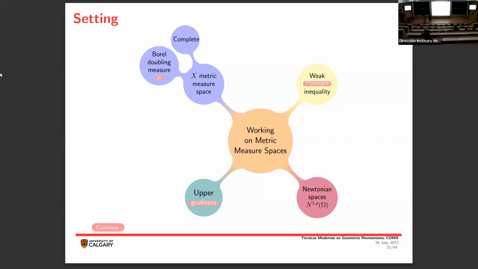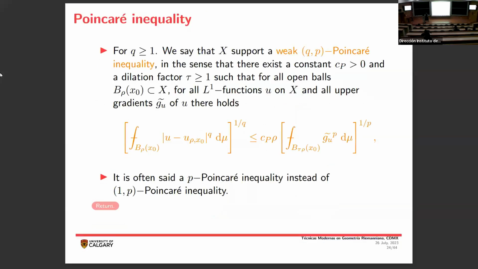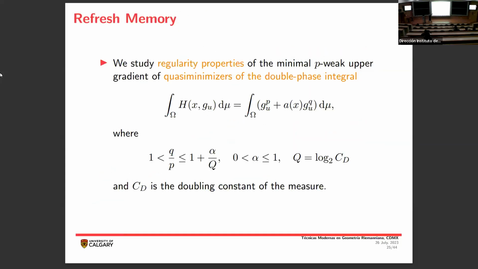For X to be complete, endowed with a Borel doubling measure mu and supporting a weak 1-p Poincaré inequality. Okay, but to refresh your memory, we want to work with the double phase problem, right? So we want to prove regularity properties and mainly higher integrability for the upper gradient of quasi-minimizers for the following integral. And now notice that the notation changed, right? I already introduced what the upper gradients are. So now this integral is in terms of these upper gradients, okay?